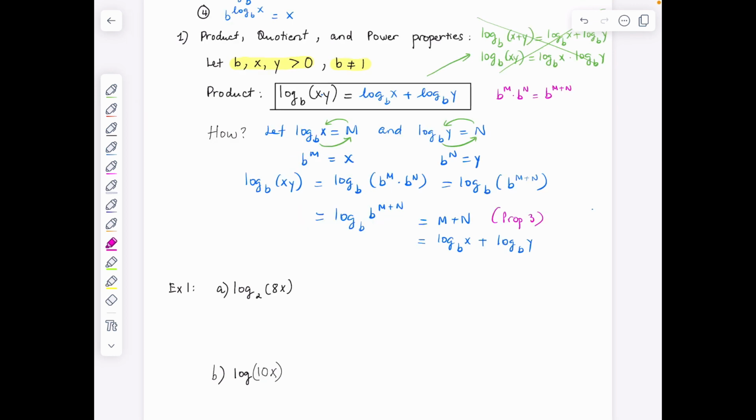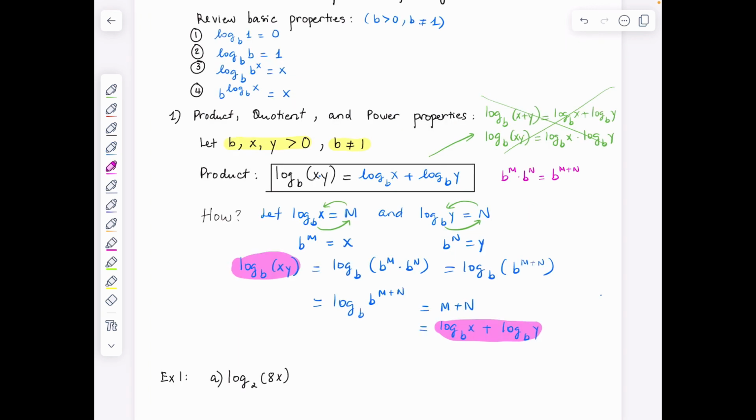So in the end, I just showed that log base b of x times y is equal to log base b of x plus log base b of y. And we use property number 3 from the basic properties.